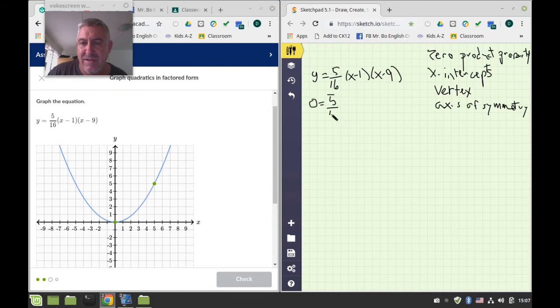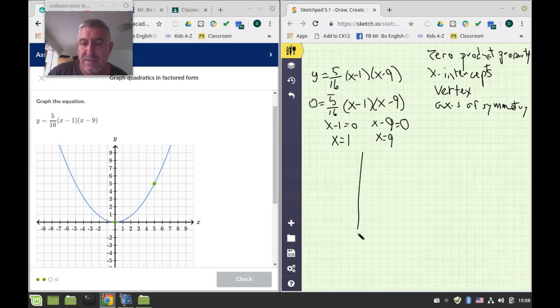So that's going to be 0 equals 5/16 times (x minus 1) times (x minus 9). We have three things that can happen here. This can be 0, and it's not 0. This one can be 0, or this one can be 0. So any of them can be 0, but 5/16 is definitely not 0. So we have to find out where x minus 1 is equal to 0, or where x minus 9 is equal to 0. Talking and writing at the same time is more difficult than you think it is. So x is either equal to 1 or x is equal to 9.